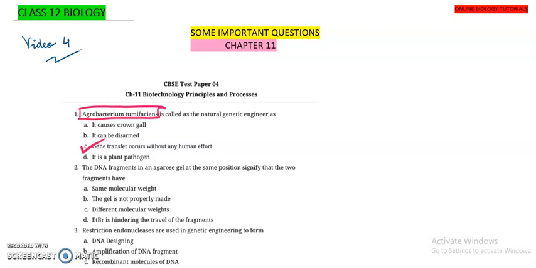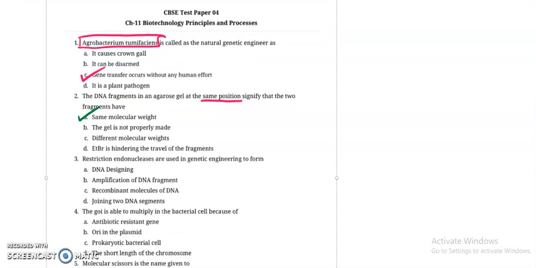The DNA fragments in an agarose gel at the same position signified that the two DNA fragments have same molecular weight. So this question may come indirectly as that if you have observed DNA fragments in an agarose gel on the same position, what will you interpret? So you need to explain here the principle of gel electrophoresis, that it works on the phenomenon of molecular weight, that the DNA fragments will get separated based upon the molecular weight. The one who will have smaller molecular weight will be found near the anode region, and the one who will have higher base pairs or more molecular weight, they will be found near cathode.